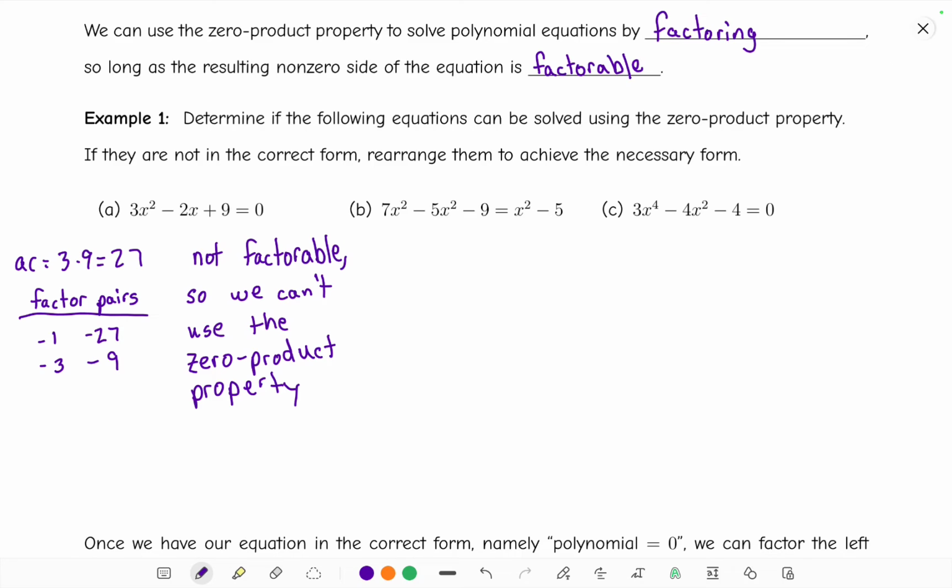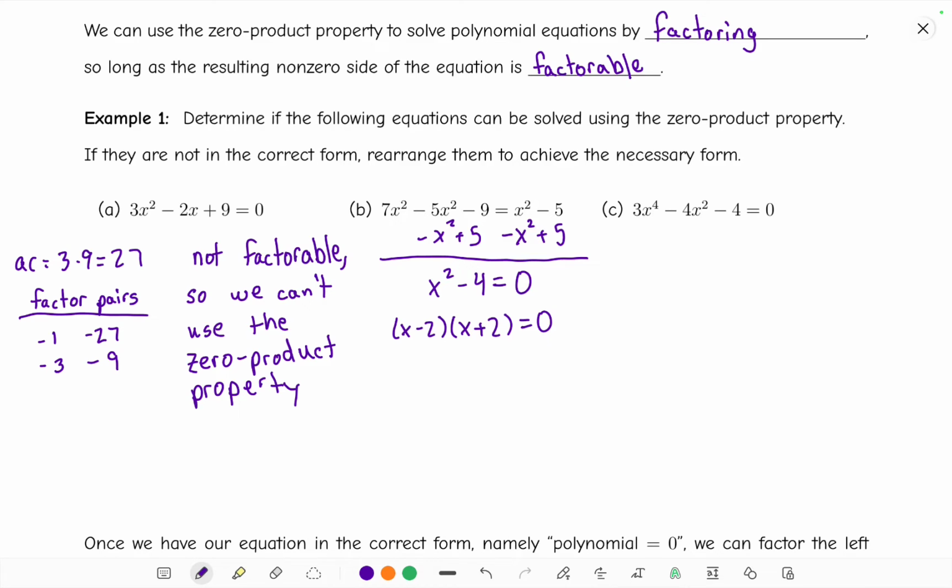B. At first look, it looks like we may not be able to use this because there isn't 0 on one side, but we can always just subtract x squared and add 5 to both sides. So then we get x squared minus 4 equals 0, and then that's a difference of squares, so x minus 2, x plus 2 equals 0. And then we could solve it from here.